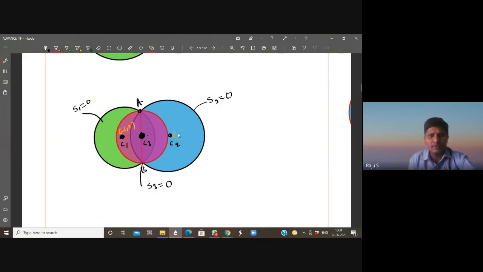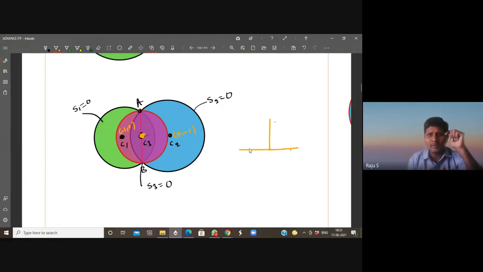And C2 is 0, minus 1. First, this C3 is clearly given by the midpoint. Because from the origin, if you identify an x-axis and y-axis, clearly this point C3 is the midpoint.